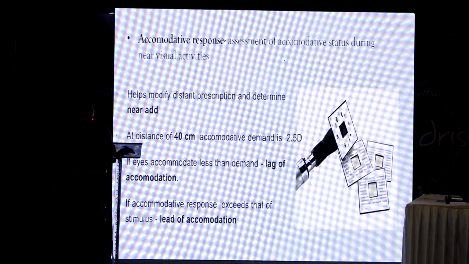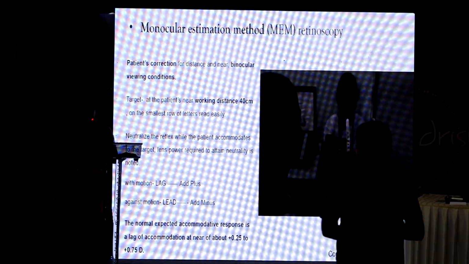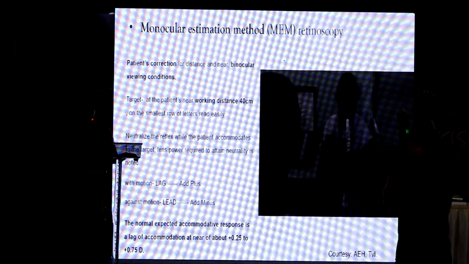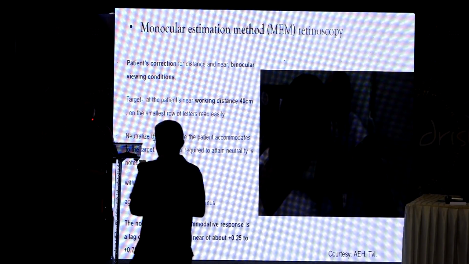Now we go ahead with accommodative response, which is the assessment of accommodative status during near visual activities, based on the assumption that at a distance of 40 centimeters, the accommodative demand is 2.5 diopters. If the eyes accommodate less than the demand, you call it lag of accommodation, and the opposite is lead of accommodation. So we perform this monocular method of retinoscopy to assess your accommodative response.